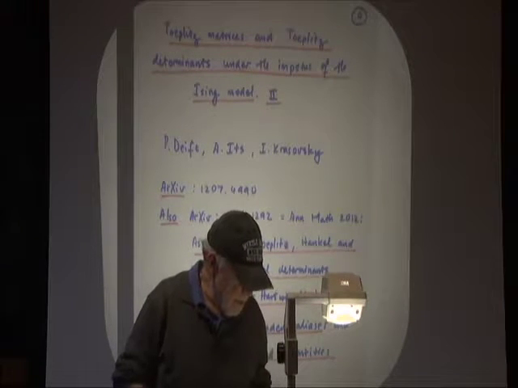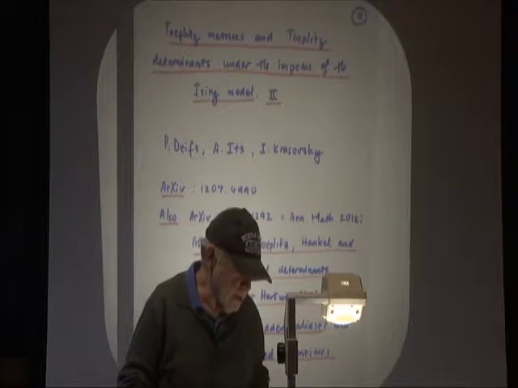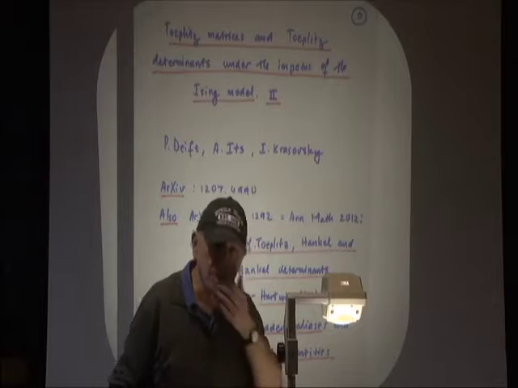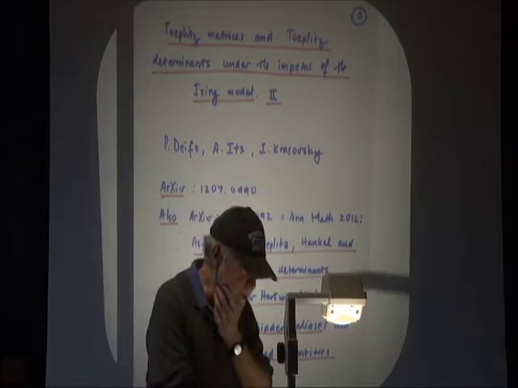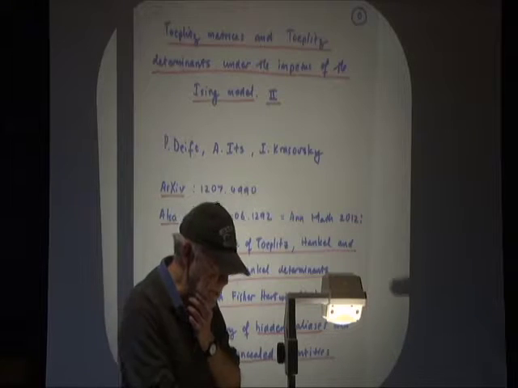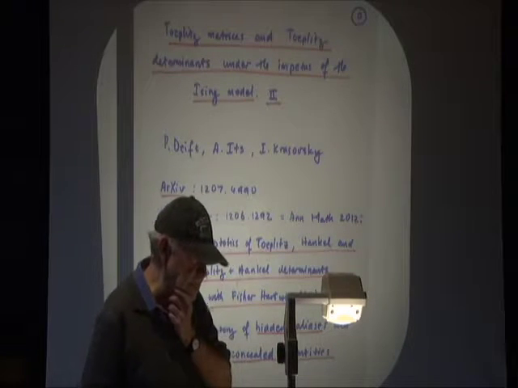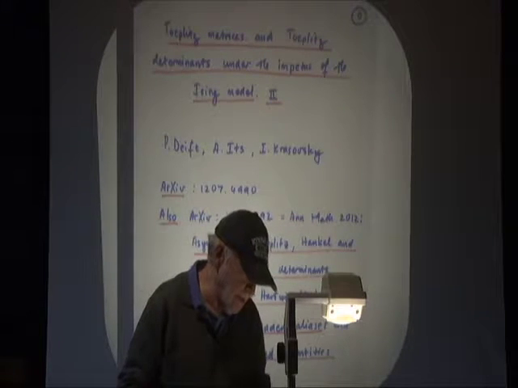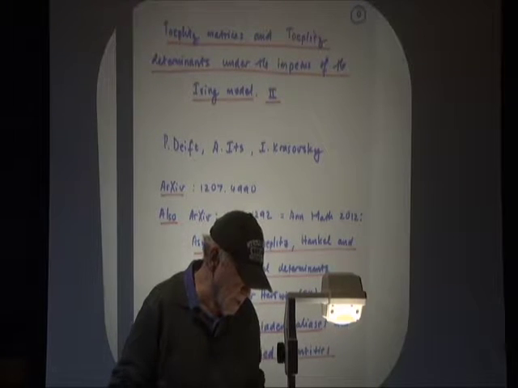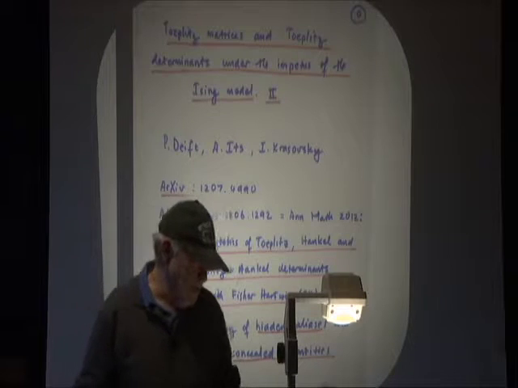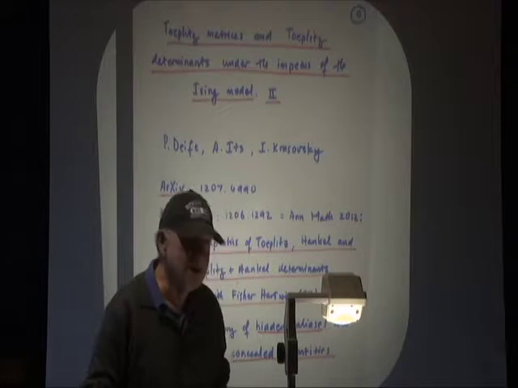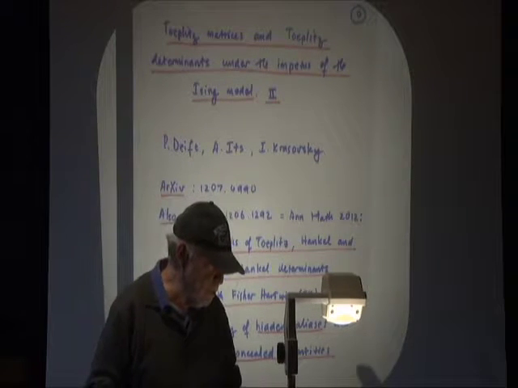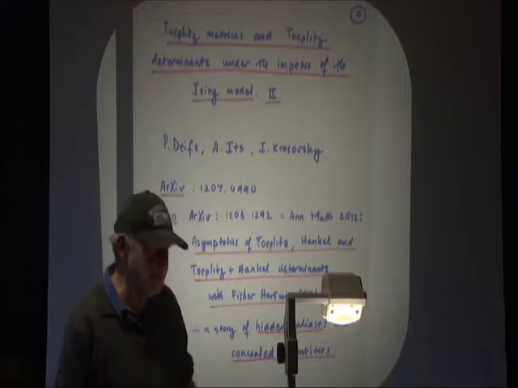And there's a second paper which contains the details of much of what we're going to talk about today, which is Asymptotics of Toeplitz, Hankel, and Toeplitz plus Hankel determinants with Fisher-Hartwig singularities. And this particular topic has a subtitle, which is a little bit mysterious, and you'll see why. It's called The Story of Hidden Aliases and Concealed Identities.